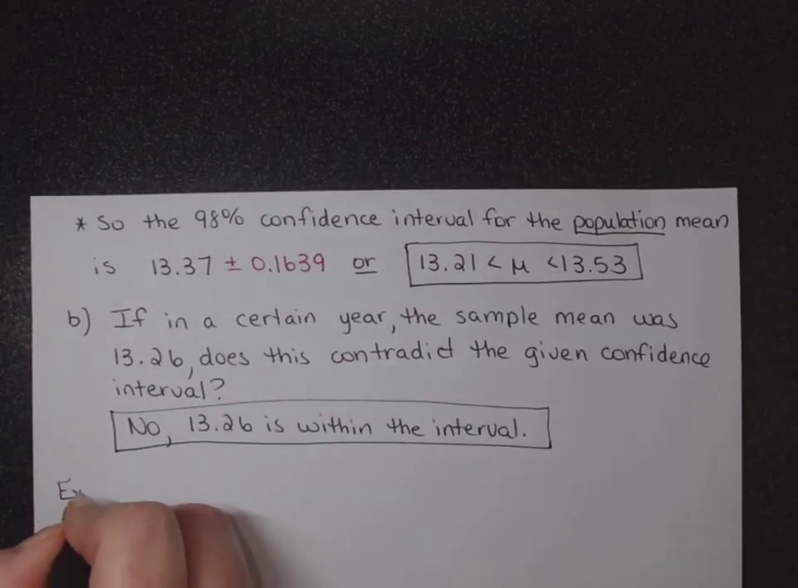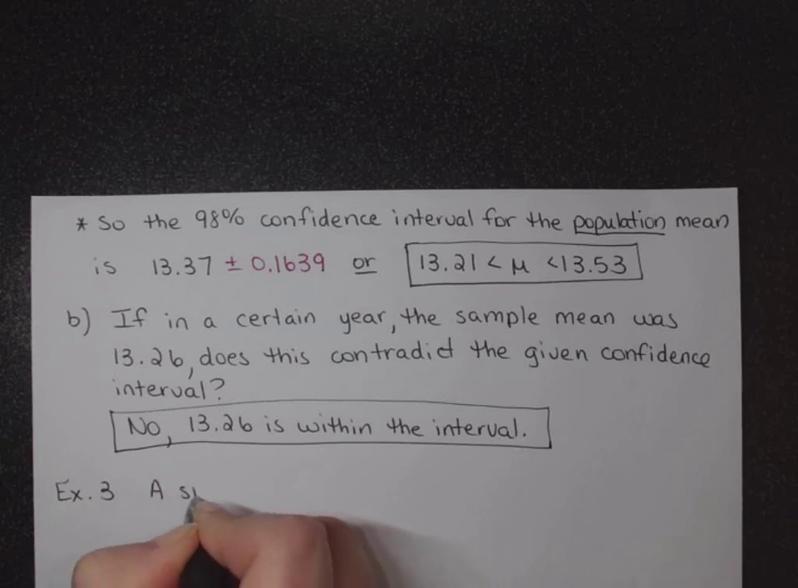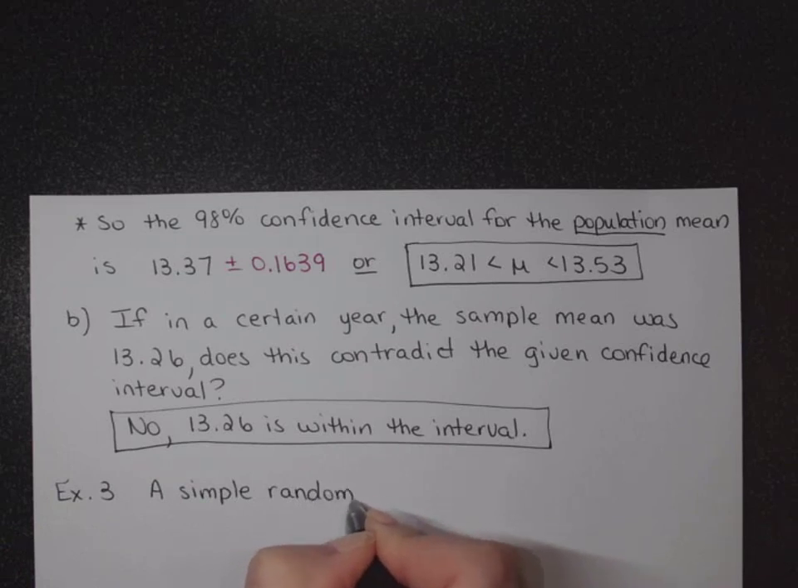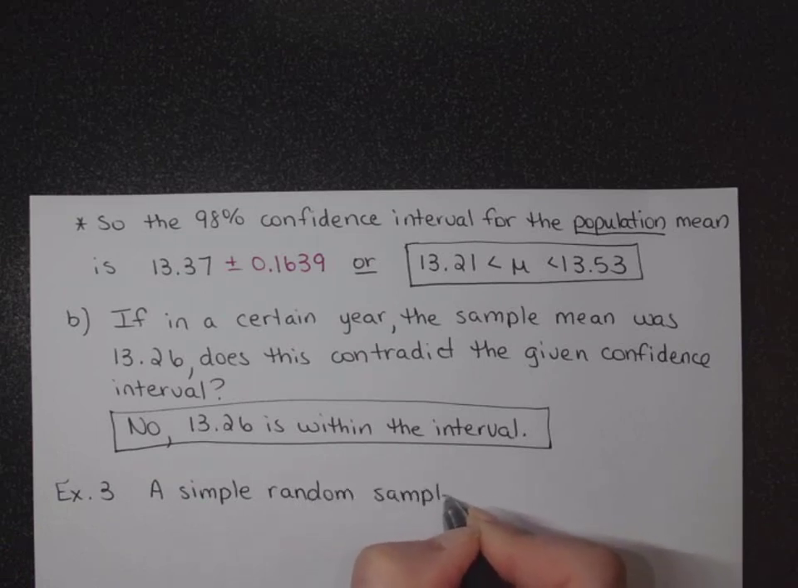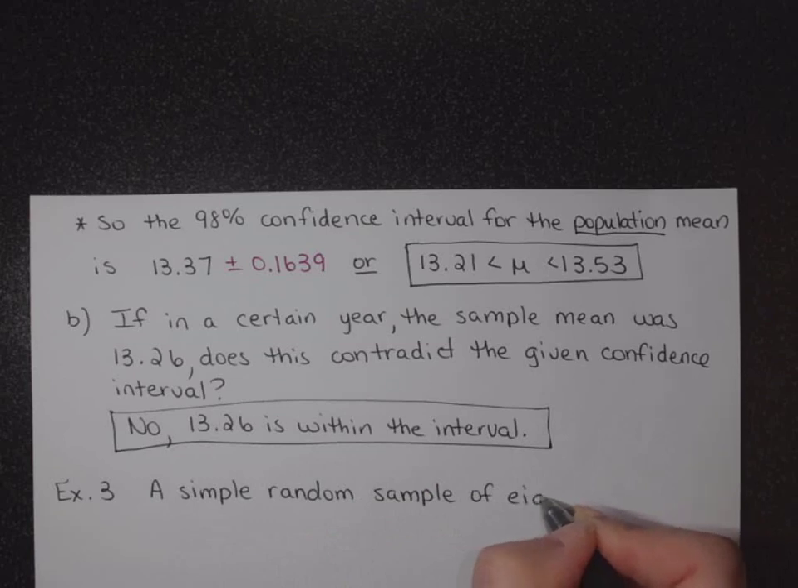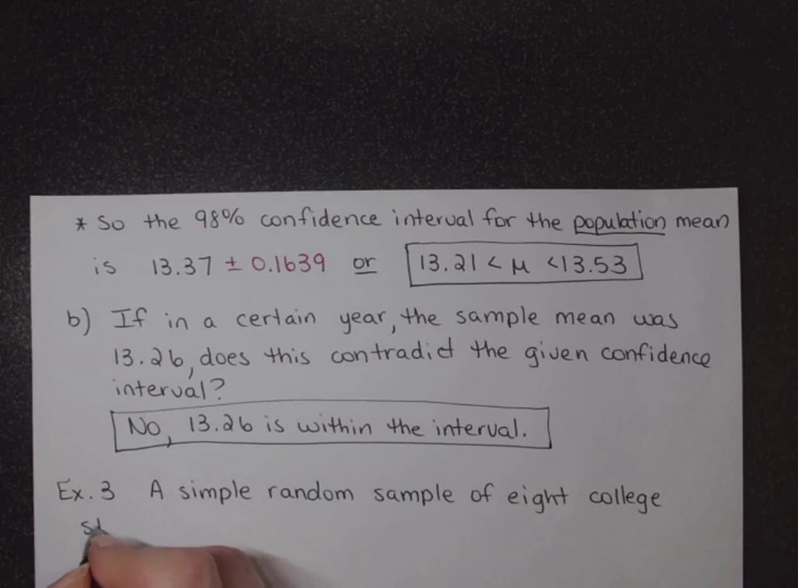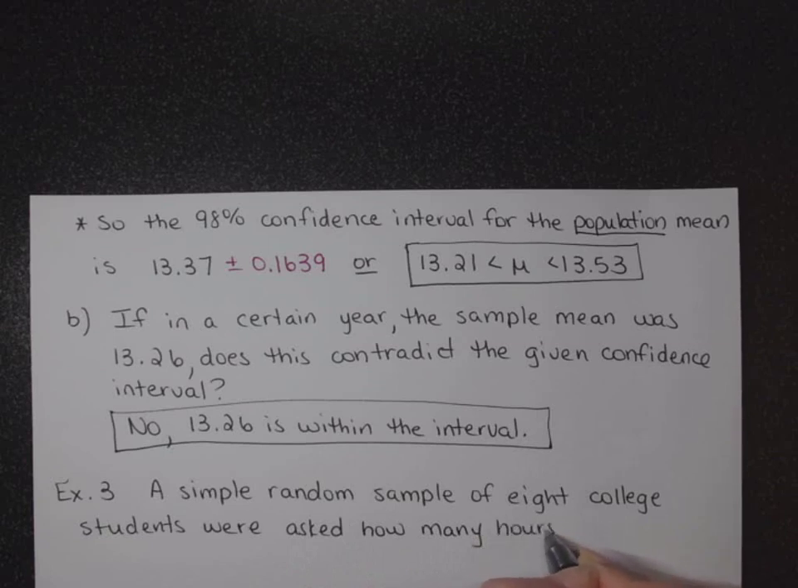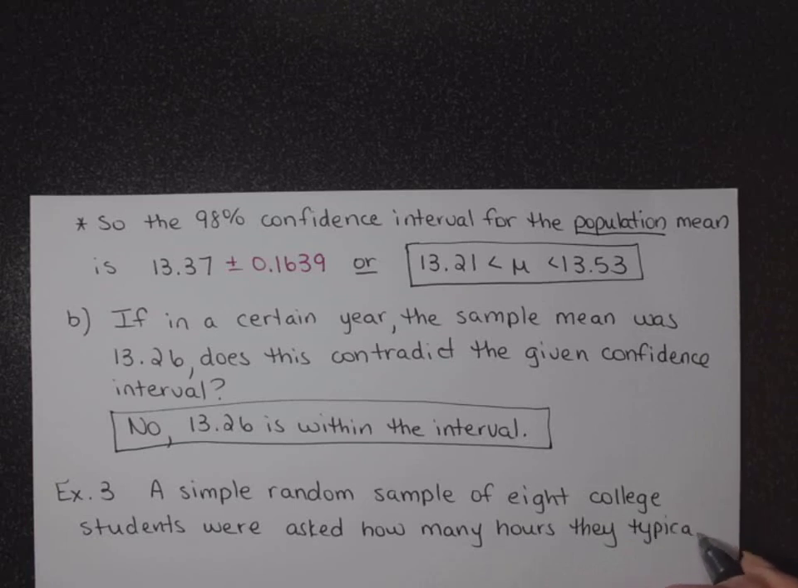Okay, so let's do a full-blown one. So this is going to be the last example, although we're going to do multiple parts, but it's going to take you some time. You're probably going to need to pause the video a couple of times. So let's say that we took a sample of 8 college students, and those college students were asked how many hours they sleep a night. So I think we've done a sleep example before. The difference here is that we're only asking 8 people. So it's a pretty small sample.